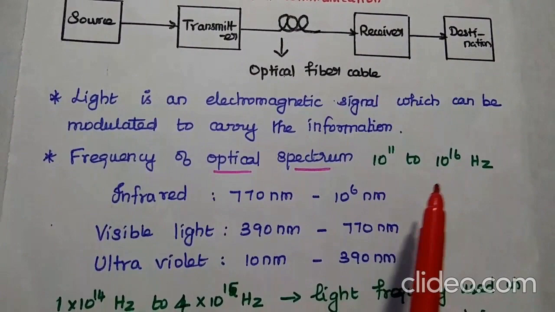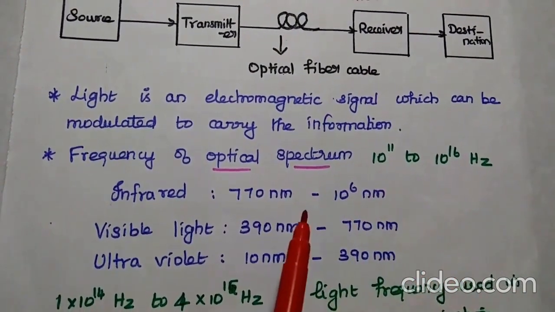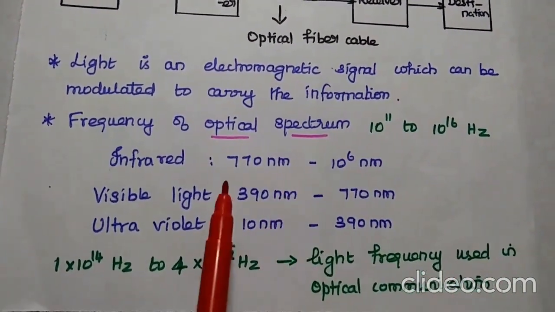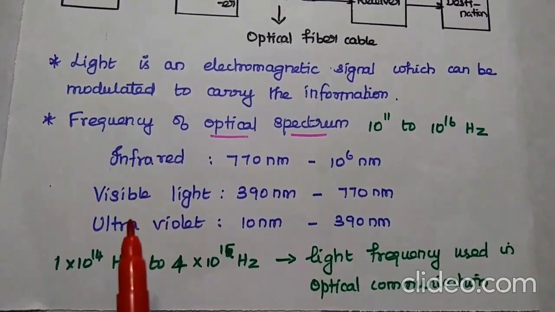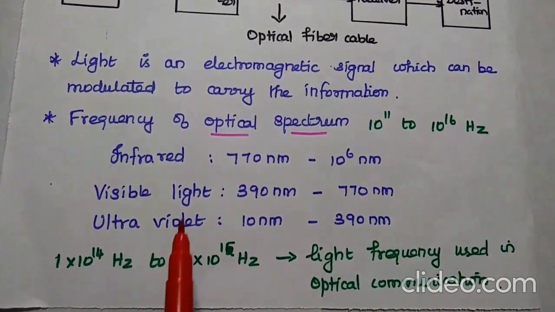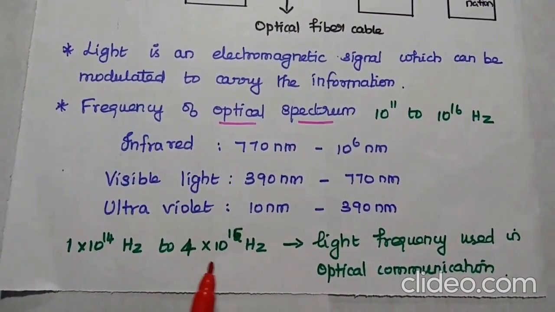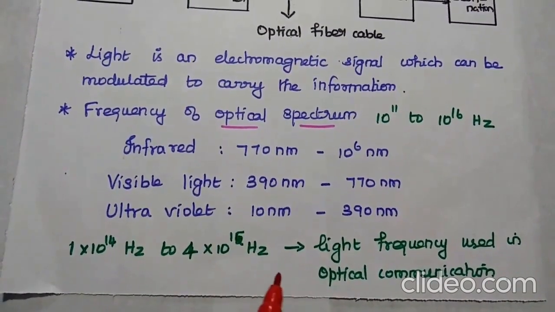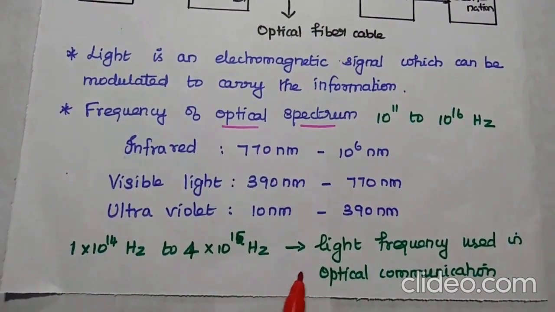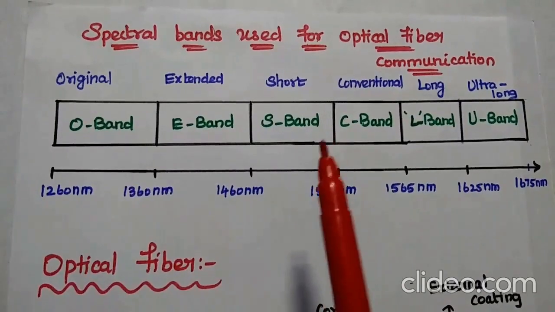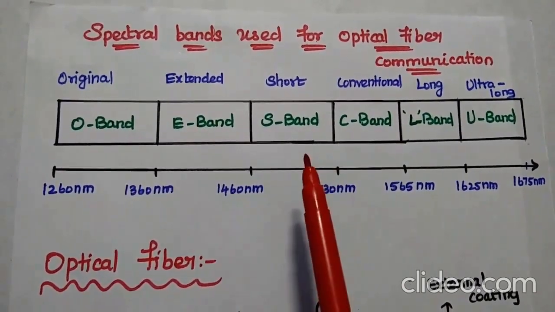Then the infrared frequency is defined as 770 nm, then visible light, ultraviolet. So these are all the specifications. The light frequency used in optical communication is mentioned as 1 x 10^14 hertz to 4 x 10^15 hertz. Next, coming to the spectral bands used for optical fiber communication.